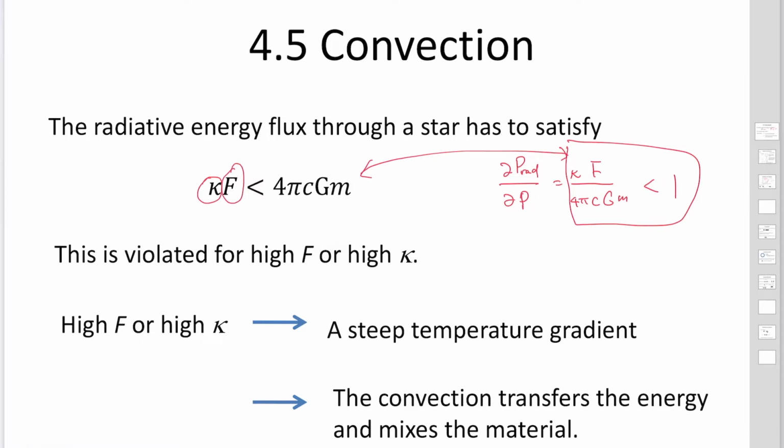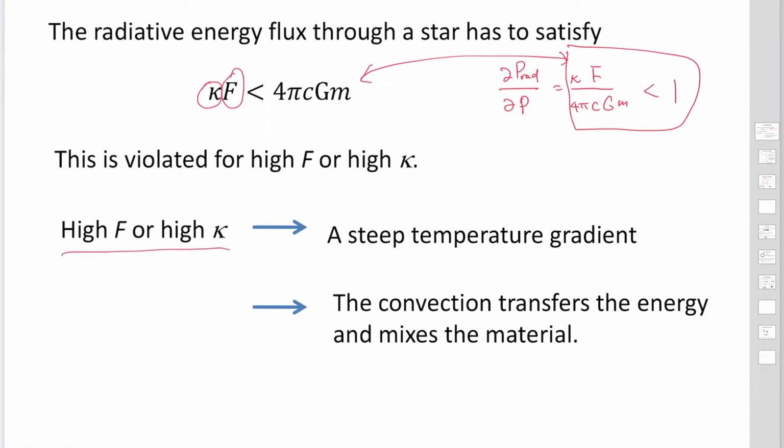So with high F or high κ, this condition cannot be satisfied. So we could expect a steep temperature gradient. Then, instead of energy transfer by radiation, convection is responsible for energy transfer in the stars. Convection transfers energy and mixes the materials.